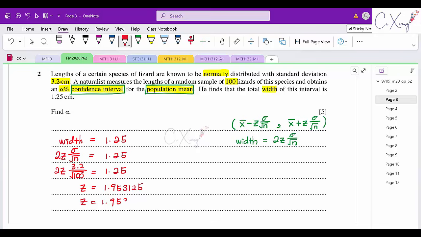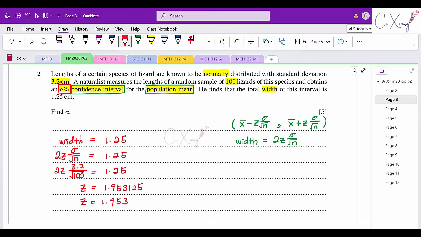Correct to 3 decimal places here, because in our normal distribution table, all the values of Z are up to 3 decimal places accuracy. So I keep it as 3 decimal places first, and I get the value for Z. Now, if I have this value of Z, how can I use it to find the percentage for the confidence level of the confidence interval?